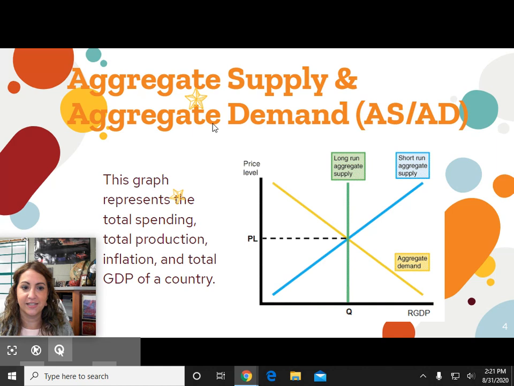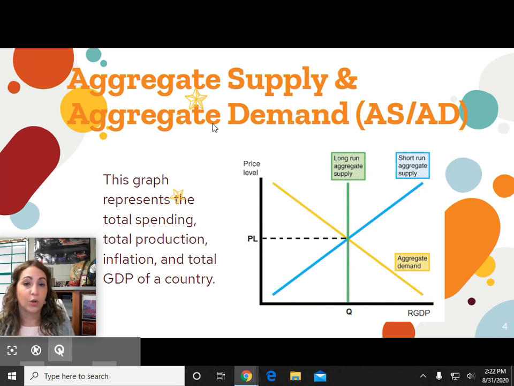But on the y-axis is price level. Think of it as like inflation. We're not going to label it as inflation. For short, you can put PL, but for the very first time, you should probably put price level. For the x-axis, we have real GDP. You can also label that as Y, because we talked about that when we talked about GDP. You can abbreviate real GDP with the letter Y.